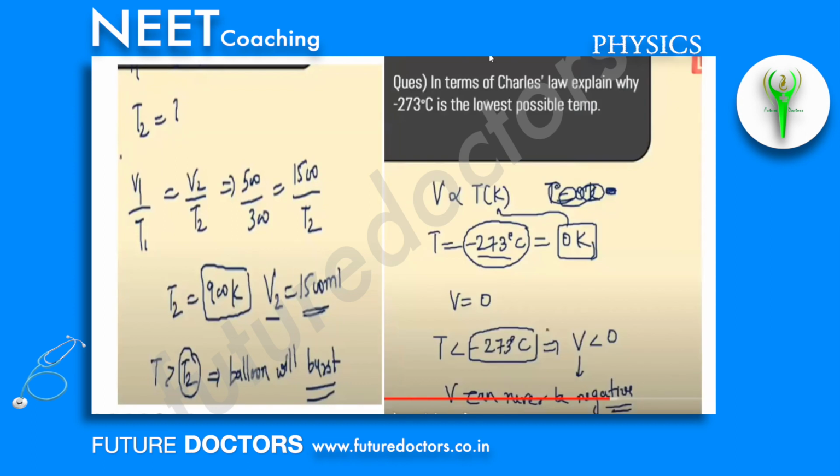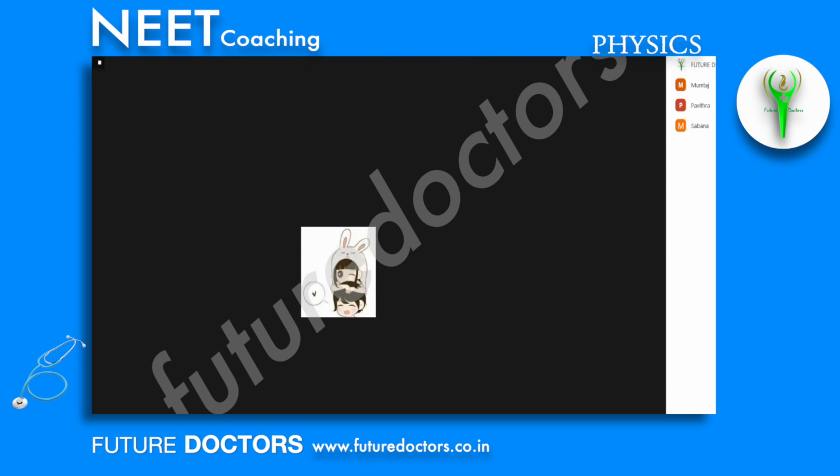So next question: in terms of Charles law, explain why minus 273 is the lowest possible temperature. So this is the lowest possible temperature. At 0 Kelvin, volume will be 0. Below this temperature, the volume will be negative. Volume cannot be negative. So this is the lowest possible temperature. You tell me the answer for this question.